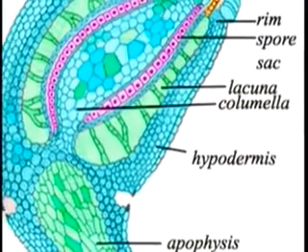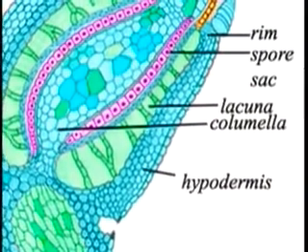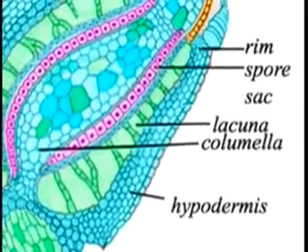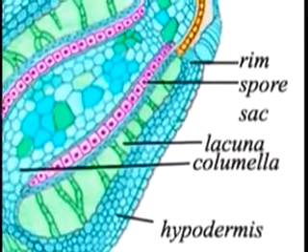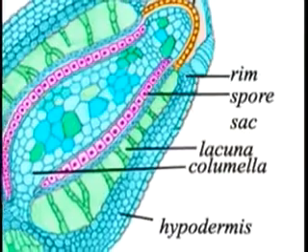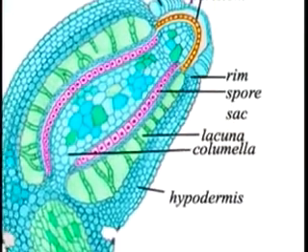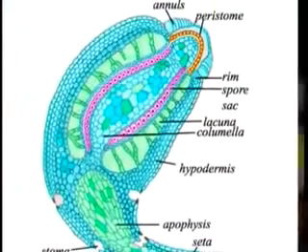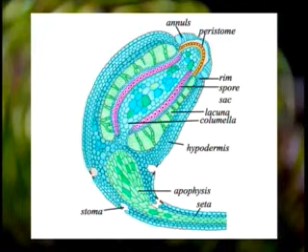The columella is surrounded externally by two elongated spore sacs. The outer wall of each spore sac is 3 to 4 layered, whereas the inner wall is only single layered. In young sporophytes, the spore sacs are packed with many spore mother cells. Each spore mother cell forms 4 haploid spores. However, elaters are absent.